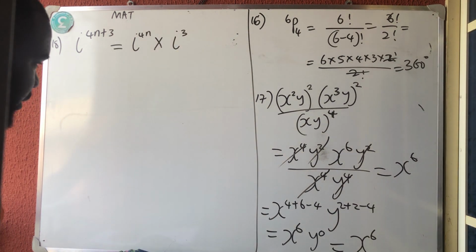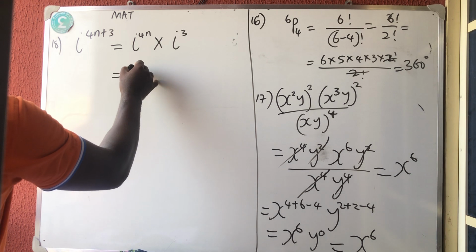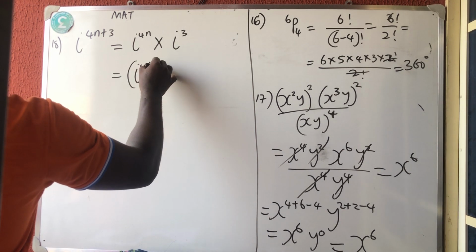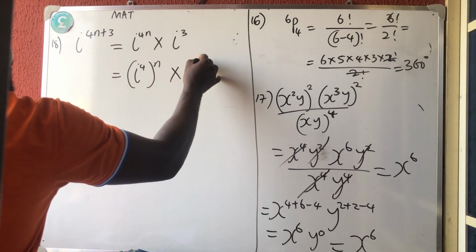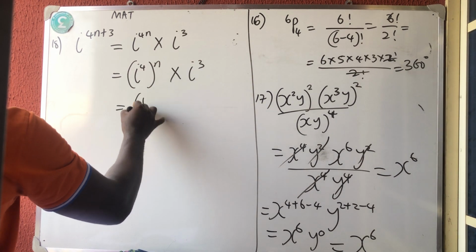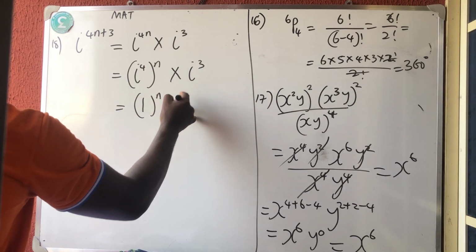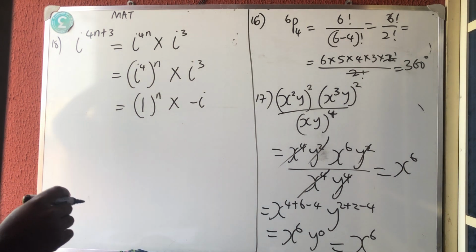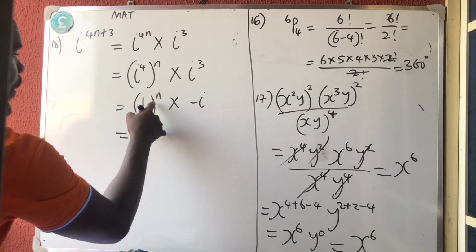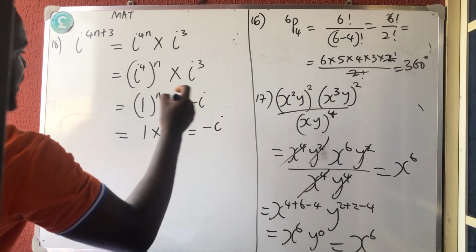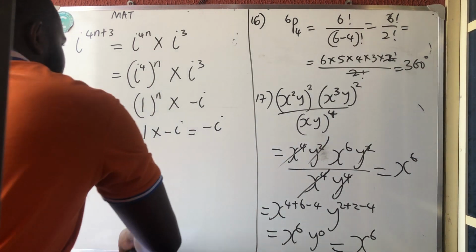Let me separate this one: i raised to power 4, all raised to power n, then times i raised to power 3. Now, i raised to power 4 is 1. Then all raised to power n, times i raised to power 3 is minus i. You can check it out yourself. Now 1 raised to power anything is 1. So I'm left with 1 times minus i. So my answer is simply minus i.